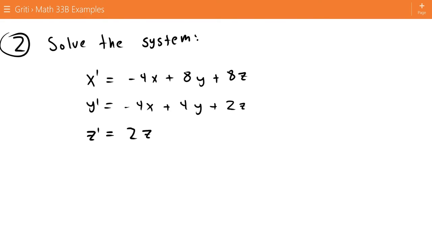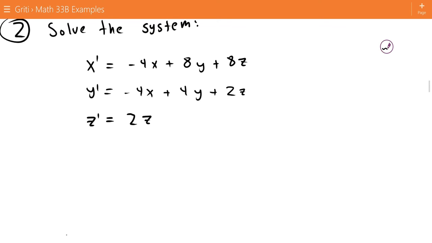Problem number 2. We have another system to solve. X prime equals negative 4x plus 8y plus 8z. Y prime equals negative 4x plus 4y plus 2z. And z prime equals 2z. So we can put this in a matrix form if we just look at the components.